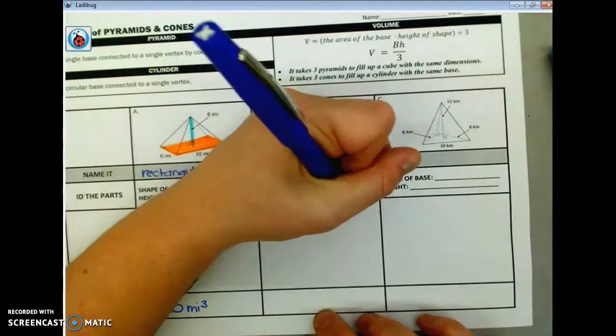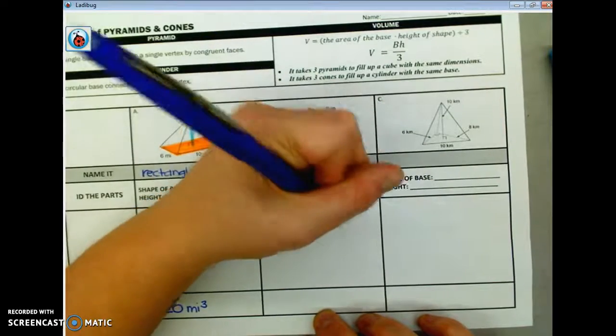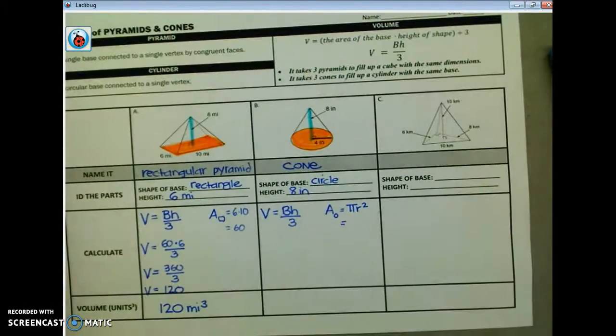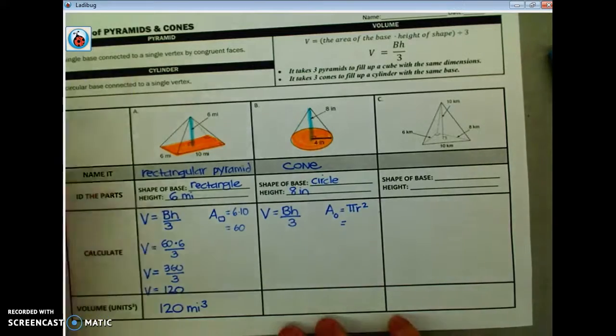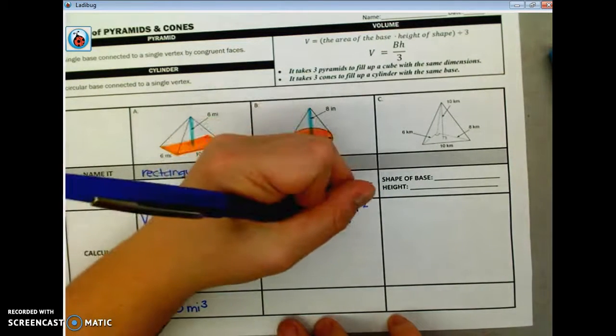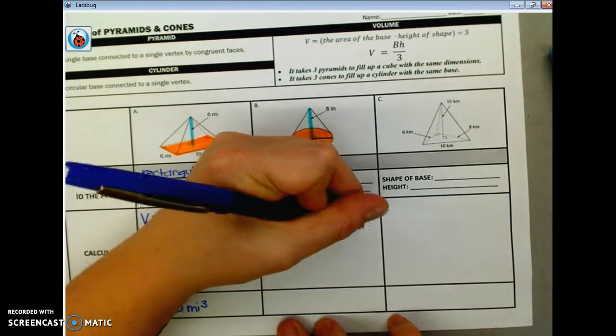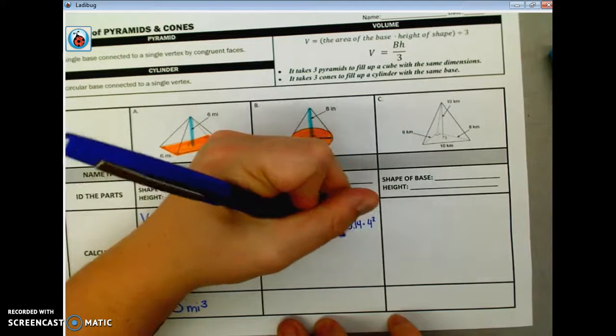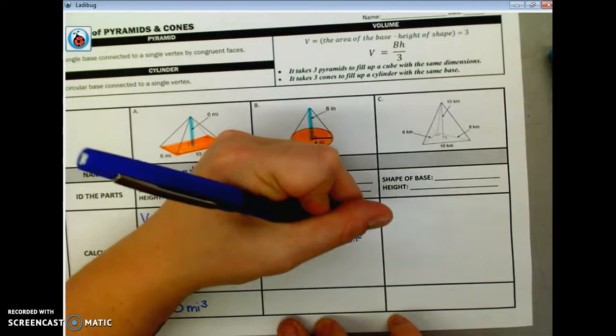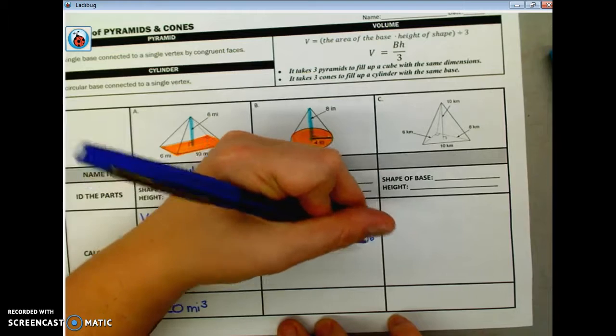Area of a circle is pi r squared. Alrighty, so my radius is 4, and instead of pi, I'm going to put 3.14 times 4 squared. So 3.14, 4 squared is 16.